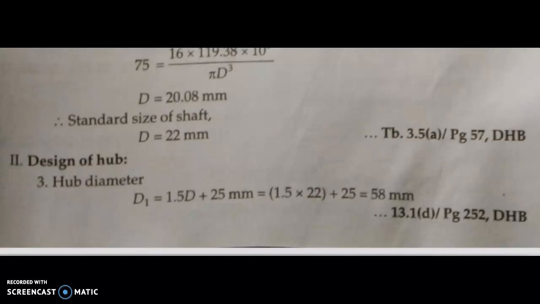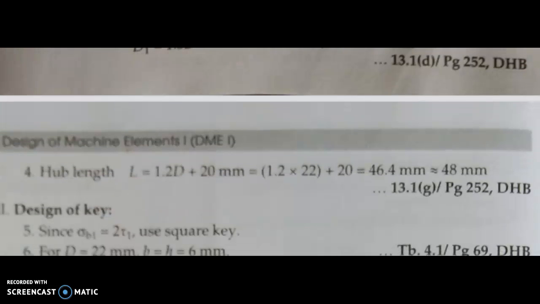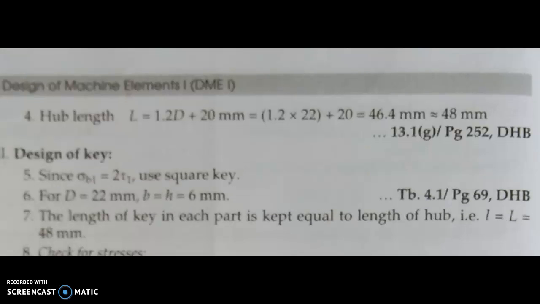Next, we can design the hub. From the data book, page number 252, equation number 13.1D, hub diameter D1 is equal to 1.5D plus 25 mm. If we substitute the value of D in this equation, we will get D1 is equal to 58 mm. Then next we can find the value of the hub length. From page number 252, equation 13.1G, the hub length L is equal to 1.2D plus 20 mm. If we substitute the value of D here, then we will get the length.